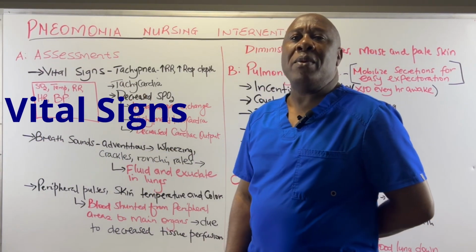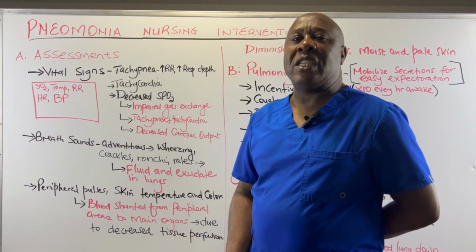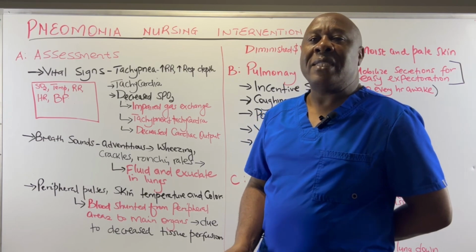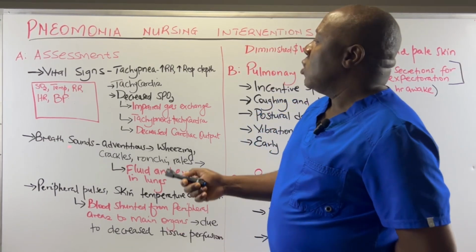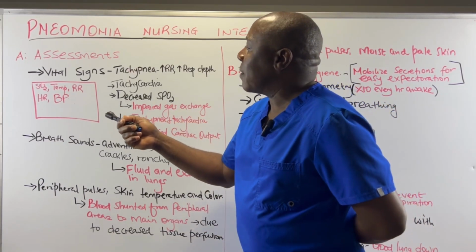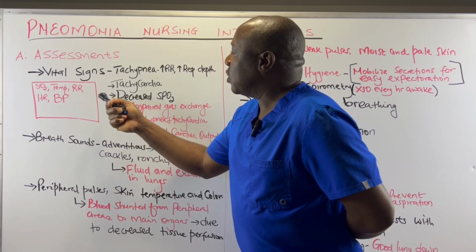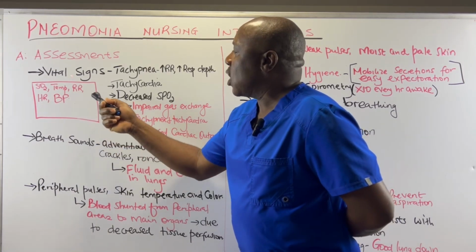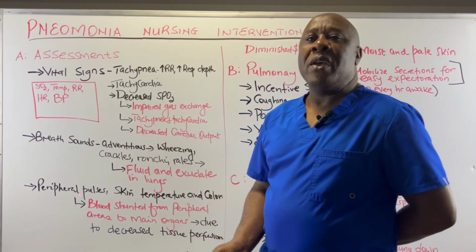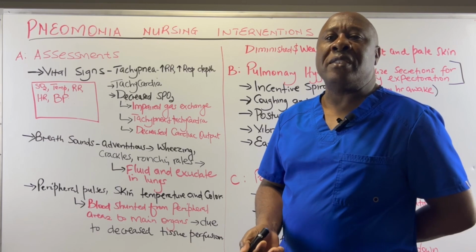Vital signs normally provide very important information about the status of a patient at any given time. So as a nurse, when caring for patients with pneumonia, you are able to assess vital signs like oxygen saturation, temperature, respiratory rate, heart rate, and blood pressure. So these are going to provide you with the information that you use to formulate your interventions for these patients.